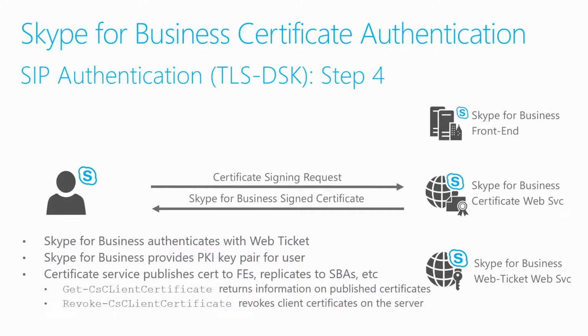With the ticket, we go to the Skype for Business certificate web service. We have the request for getting a certificate, for getting our certificate signed. We authenticate with the web ticket. The certificate web service can see, oh yes, you have a valid web ticket, so I'm going to create that certificate for you, and then it will send that information to the user. And now we have exactly established what we wanted to. The user knows now the private key for the certificate. The certificate is signed by the Skype for Business server, so the Skype for Business server knows to trust it.